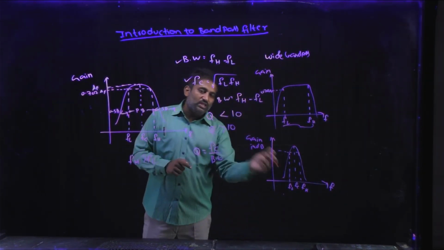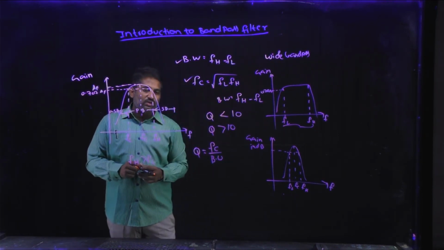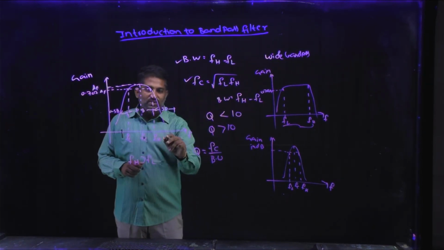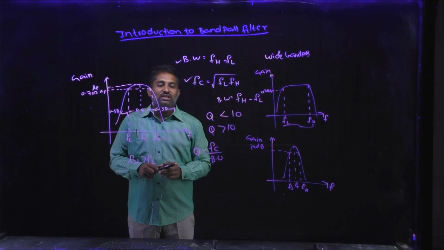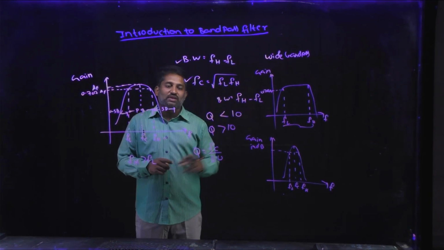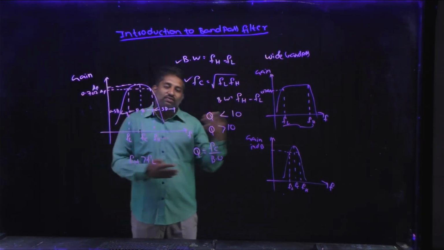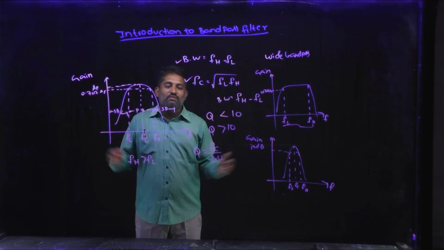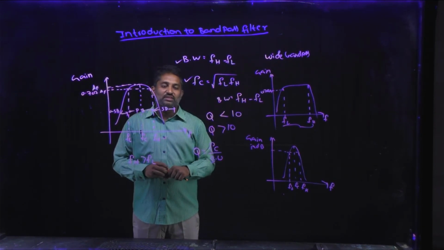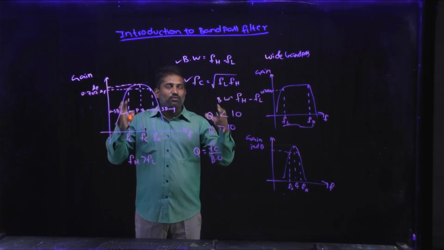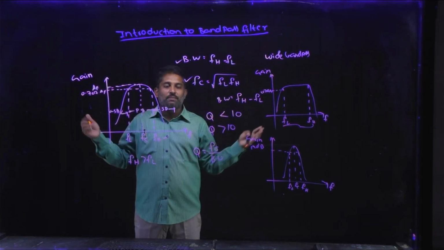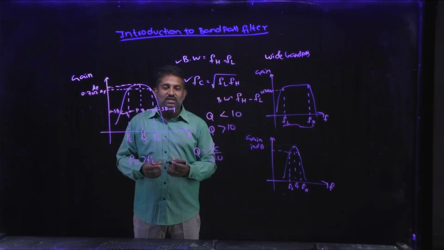And for both cases, FC will be the square root of FL into FH. One more important point to remember is that FH should always be greater than FL in a band pass filter. And while designing the band pass filter, whether it is a narrow band pass filter or a wide band pass filter, you always cascade the low pass filter and the high pass filter. That means for designing one band pass filter, we require one low pass filter and one high pass filter. The combination of those two is treated as a band pass filter.